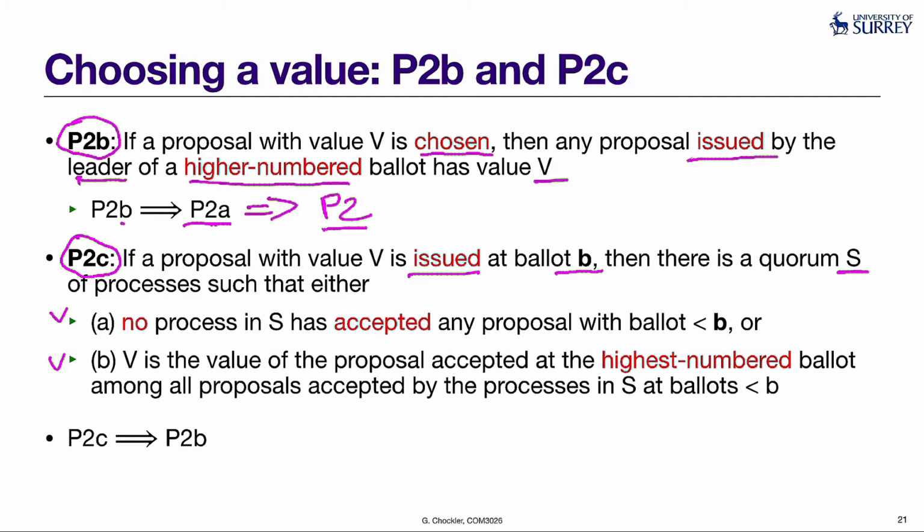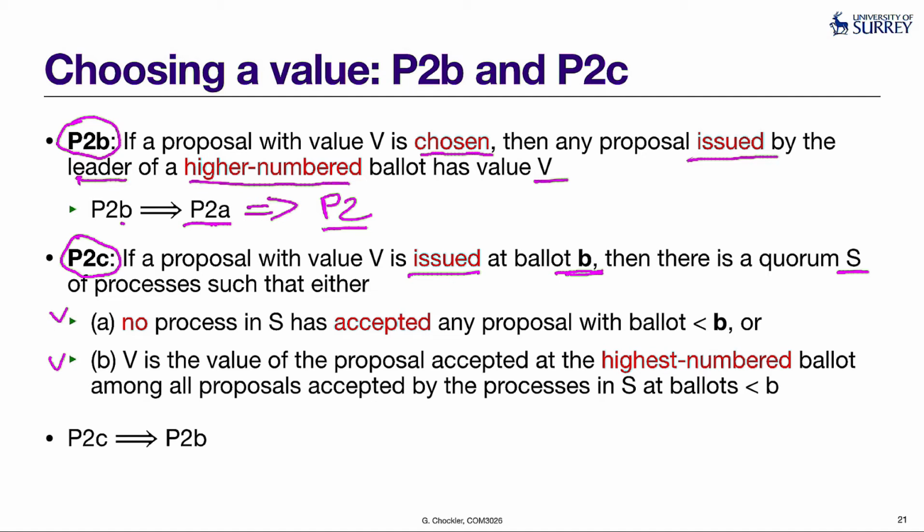Okay, so property P2C says which values a leader of a specific ballot B is allowed to choose for proposing at that ballot. Okay, and so what are these conditions A and B? So A captures the situation that no value has been previously chosen. Okay, and this is as follows.